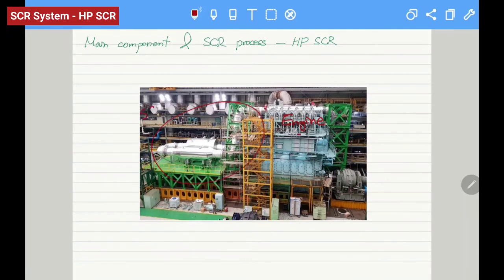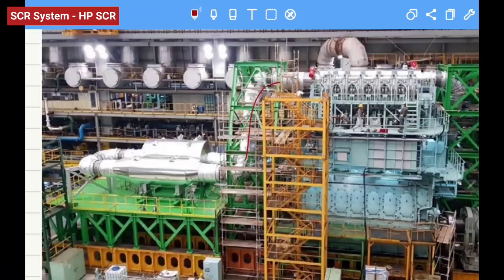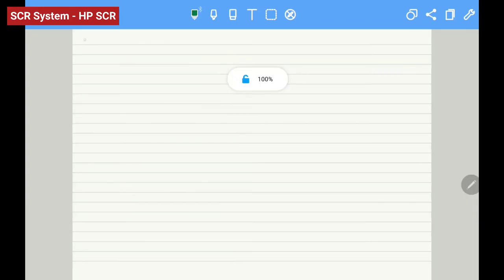Main components and SCR process. You can see the engine and SCR system. Exhaust gas flows to the vaporizer mixer, where urea injection takes place. So exhaust gas is mixed and vaporized with urea. Then this mixed gas goes to the reactor, where we have a chemical reaction. After that treatment, the gas goes to the turbocharger.